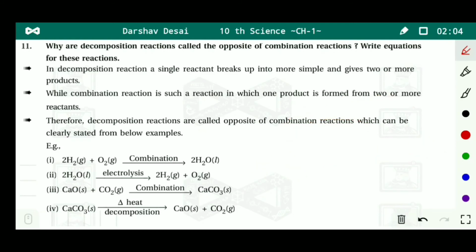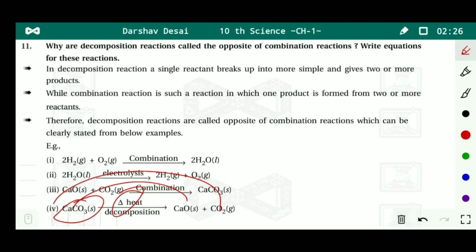Now the third reaction: calcium oxide plus carbon dioxide. Here two reactants react and the product is only one, calcium carbonate. So it is a combination reaction. And the last one, the opposite: calcium carbonate means one reactant is converted into two products in the presence of heat. So it is called a decomposition reaction.